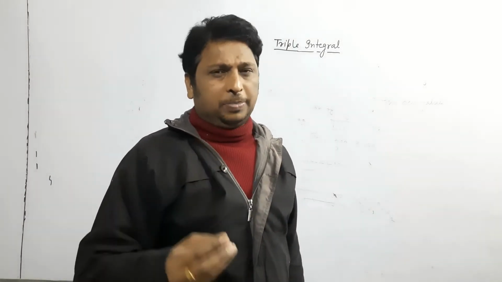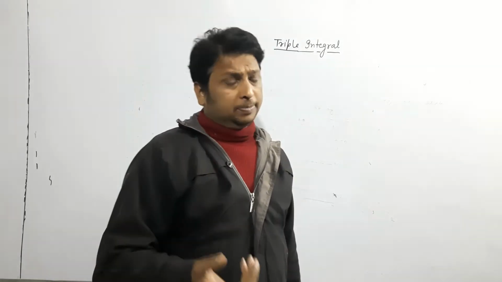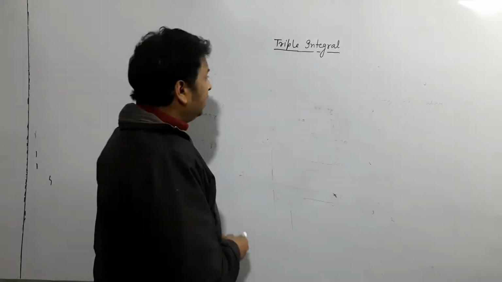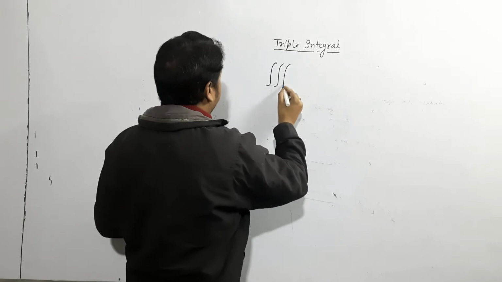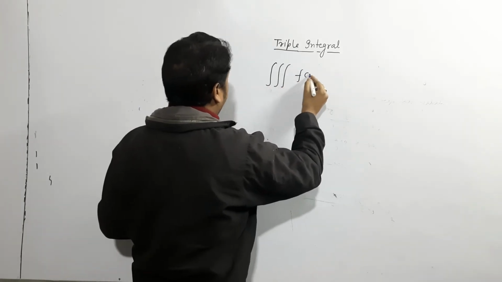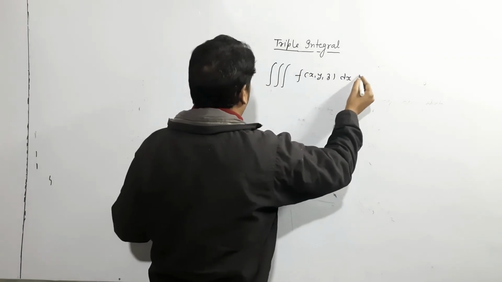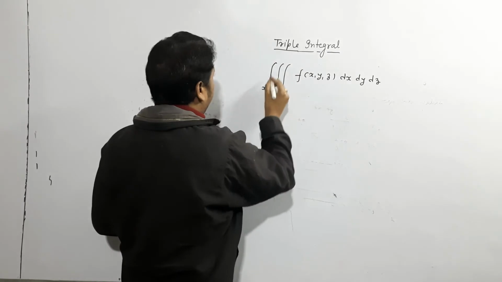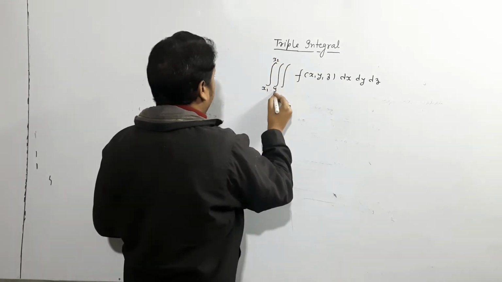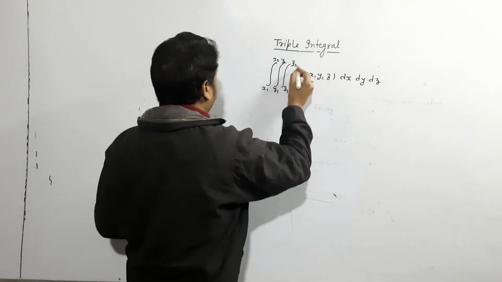Hello friends, today I will explain a very simple topic called triple integral. It is also part of multiple integrals. Triple integral means there are three integrals: some function of x, y, z, dx, dy, dz, with limits x1 to x2, y1 to y2, z1 to z2.